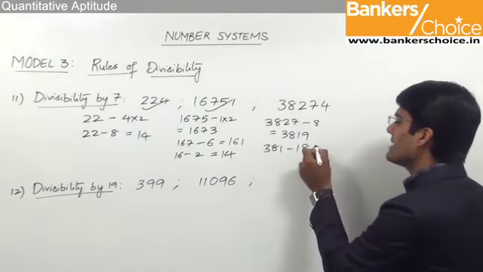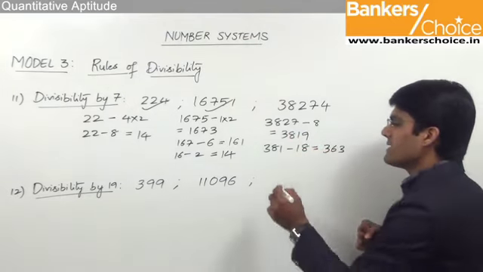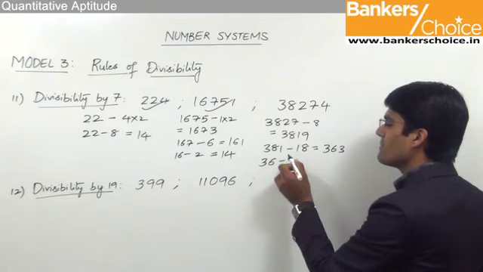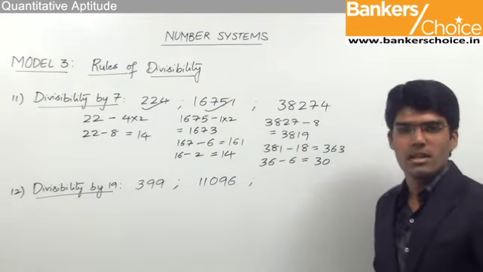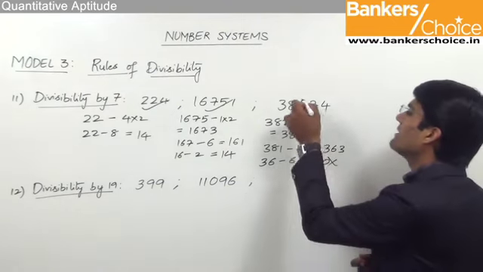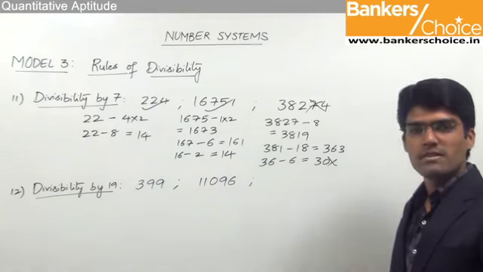So 381 minus 18 will be equal to 363. Again from 363 we can separate the units place. So 36 minus 3 into 2, which is 6, will be equal to 30. We know that 30 is not divisible by 7. So we can say that this number cannot be divided by 7. So that's how we check the divisibility for 7.